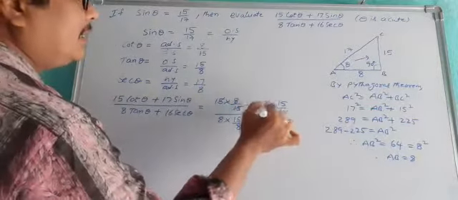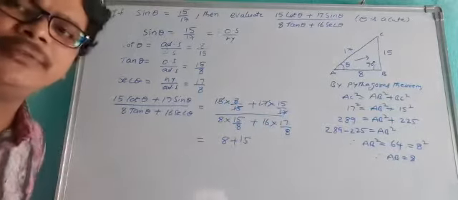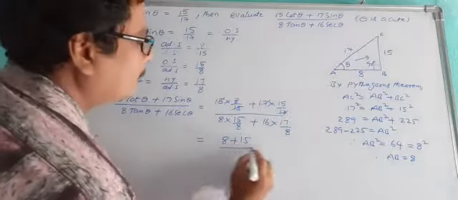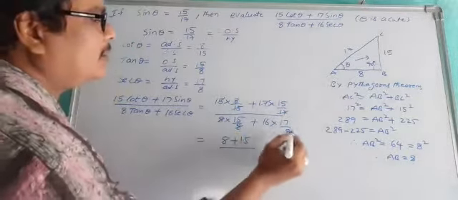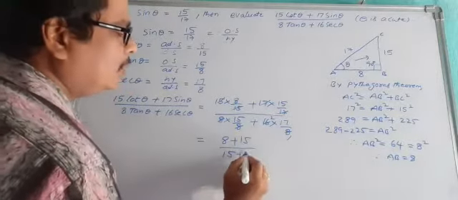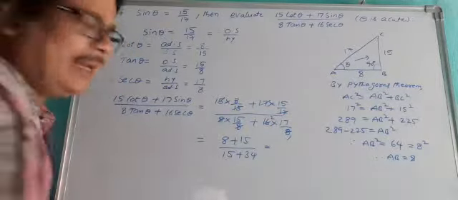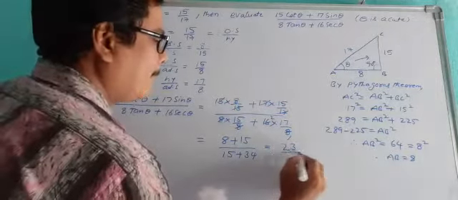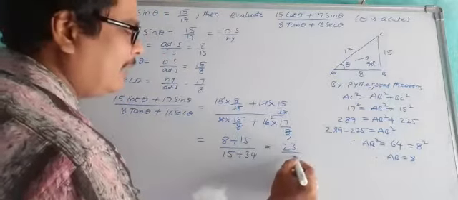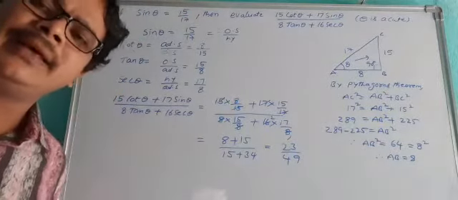15 cancel, 17 cancel. That equals 8 plus 15 by 8 cancel. 8 ones are 8, 8 twos are 16, so 15 plus 16 makes 31... totally, 15 plus 8 is 23, by 15 plus 34, that means 49. So 23 by 49 is the result. Okay.